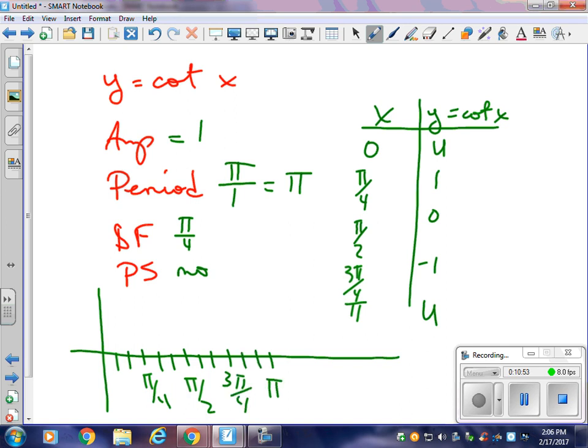Let's start with that. So 0 is a vertical asymptote, pi over 2, pi is a vertical asymptote. I've got to go from -1 to +1. So 1 is pi over 4, 0 is pi over 2, and -1 is 3 pi over 4. So I didn't quite make enough room here to make this graph, but oh well. And then you do that again.